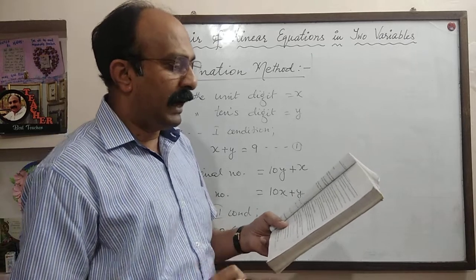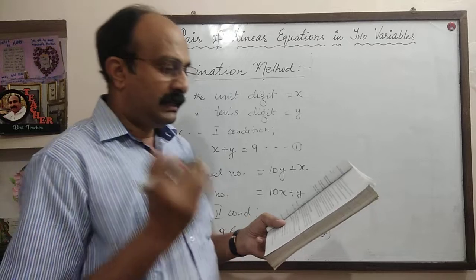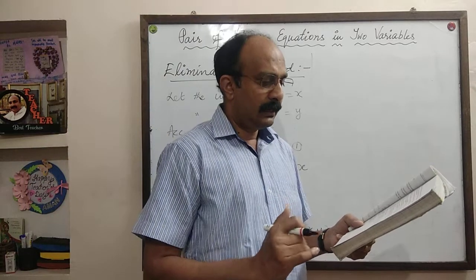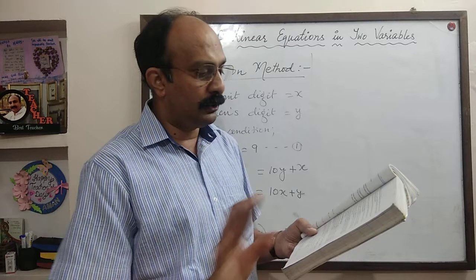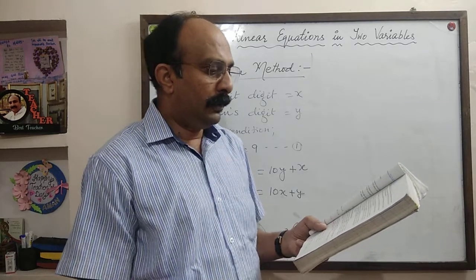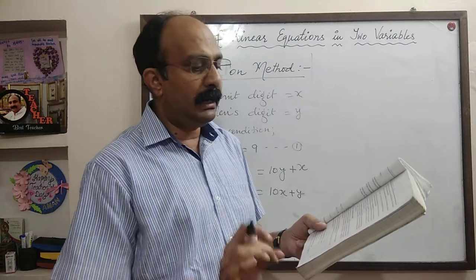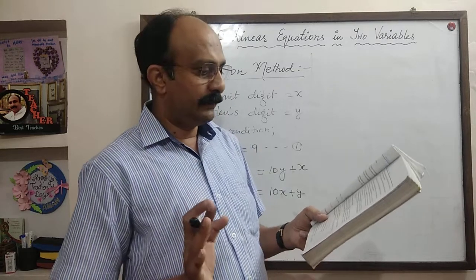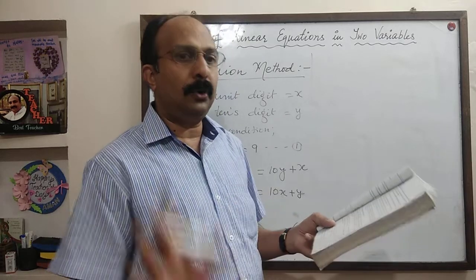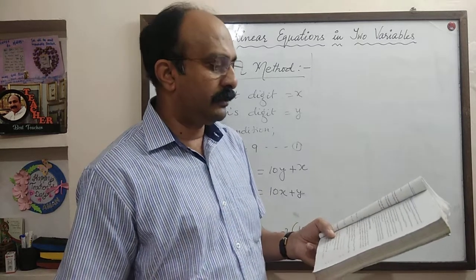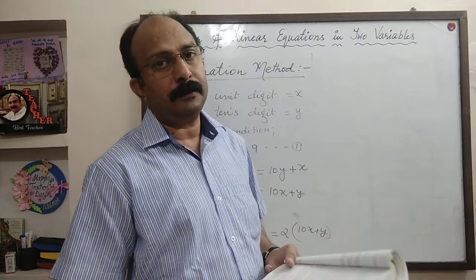Question number 4. Meena went to a bank to withdraw rupees 2000. She asked the cashier to give her rupees 50 and rupees 100 notes only. So in terms of 50 rupee notes and 100 rupee notes, she needed a total of 2000 rupees. Meena got 25 notes in all. Find how many notes of 50 rupee and how many notes of 100 rupee she got.